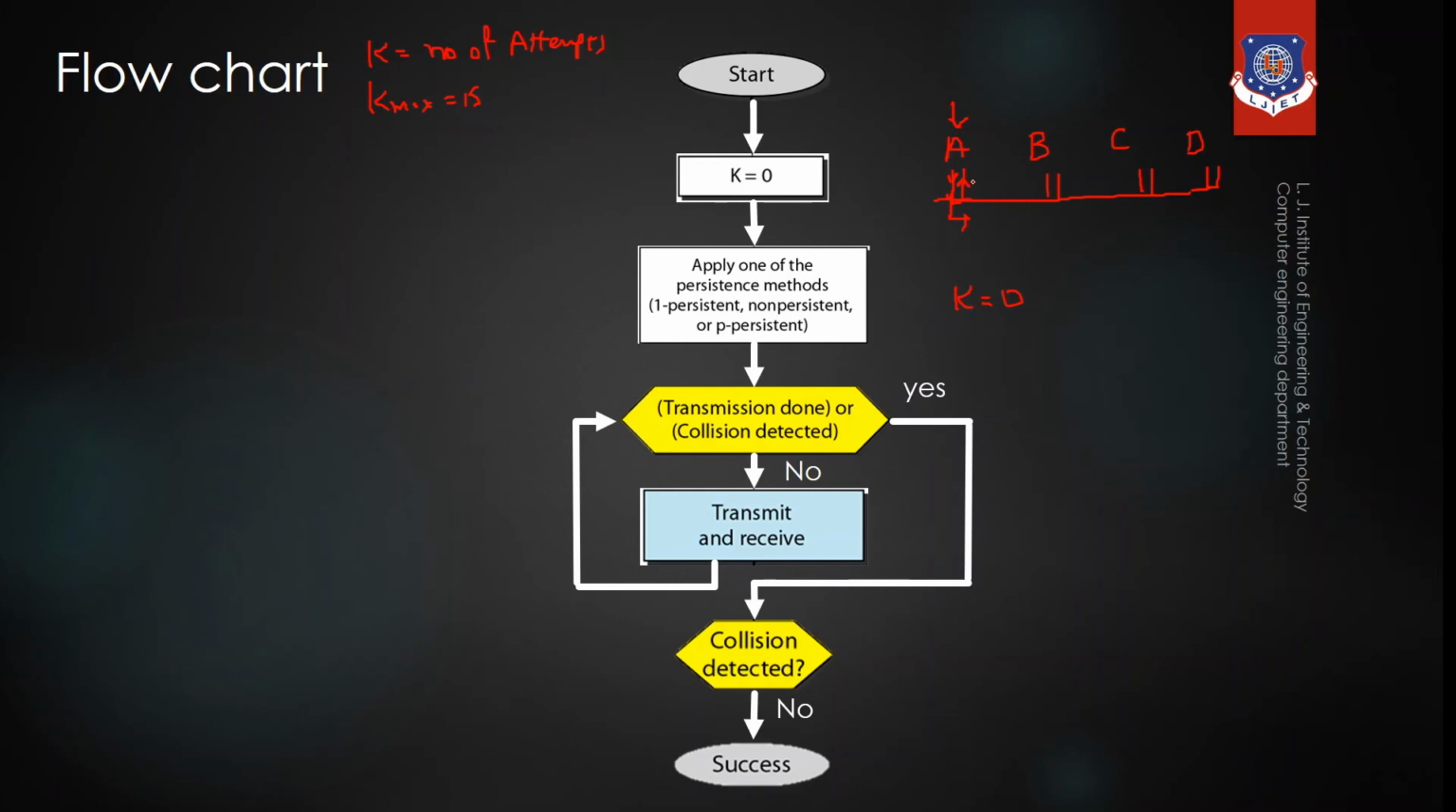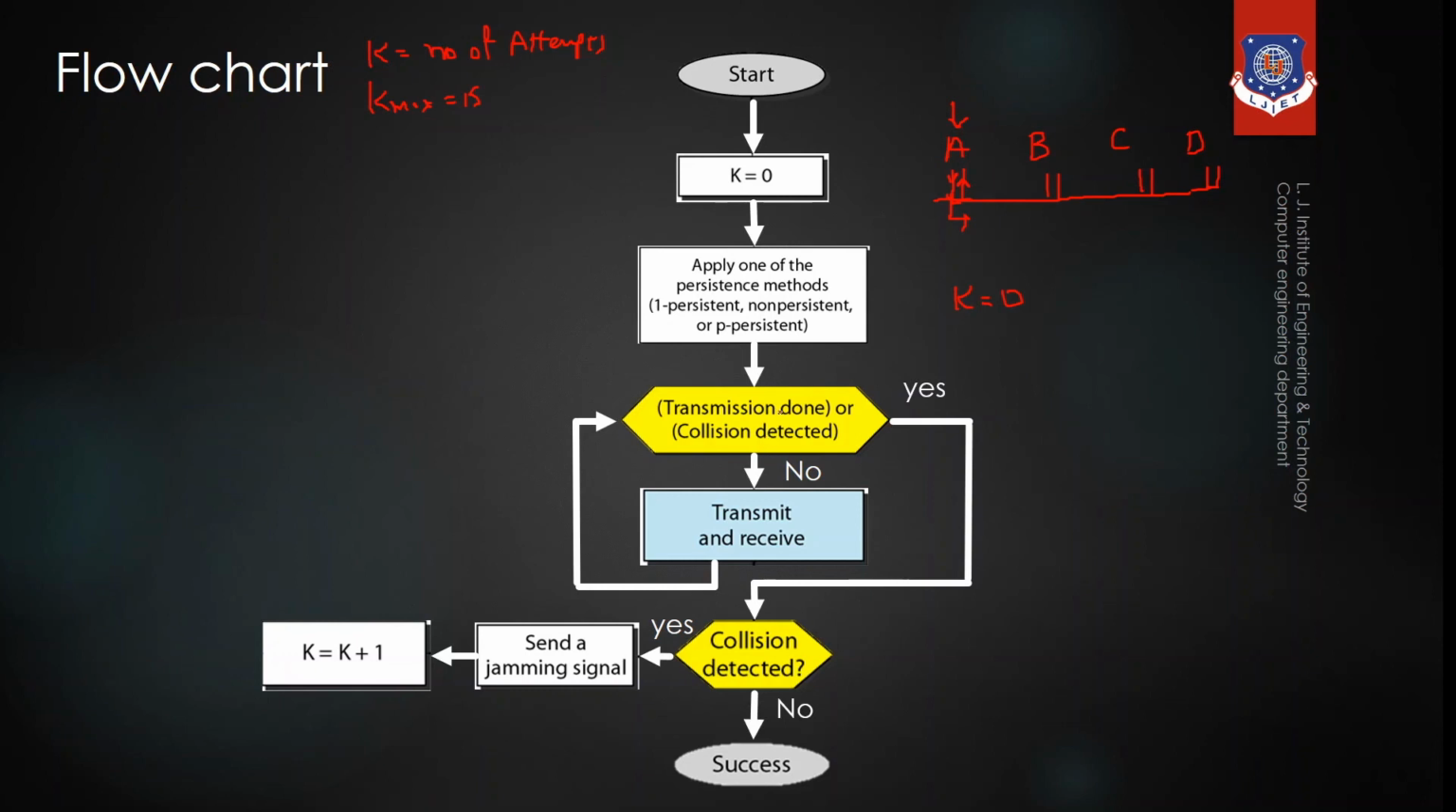And while sending the data, if device A finds that there is a collision, then A will send a jamming signal to all the devices. Now A will send the jamming signal to B, C and D, so they will know that there is a collision in the network, they won't send any data, and they will wait for some time. After that, the value of K will be increased. So the value of K will be 0 plus 1, which is 1.